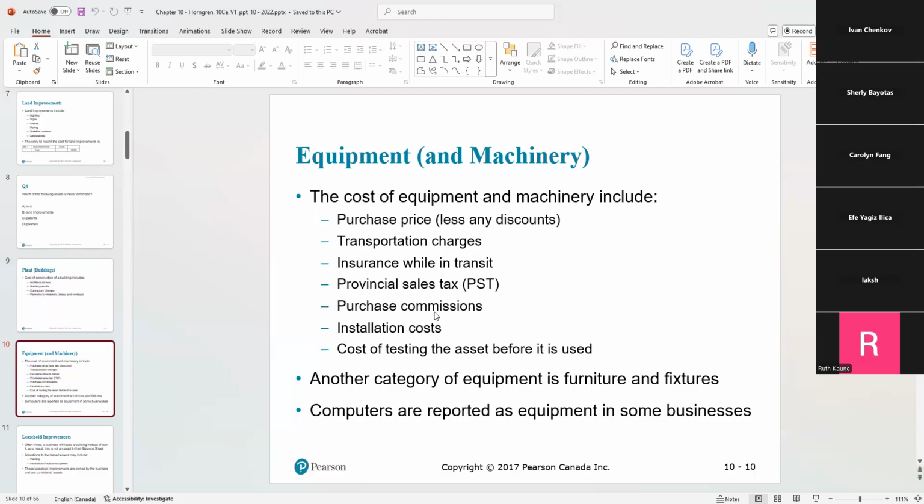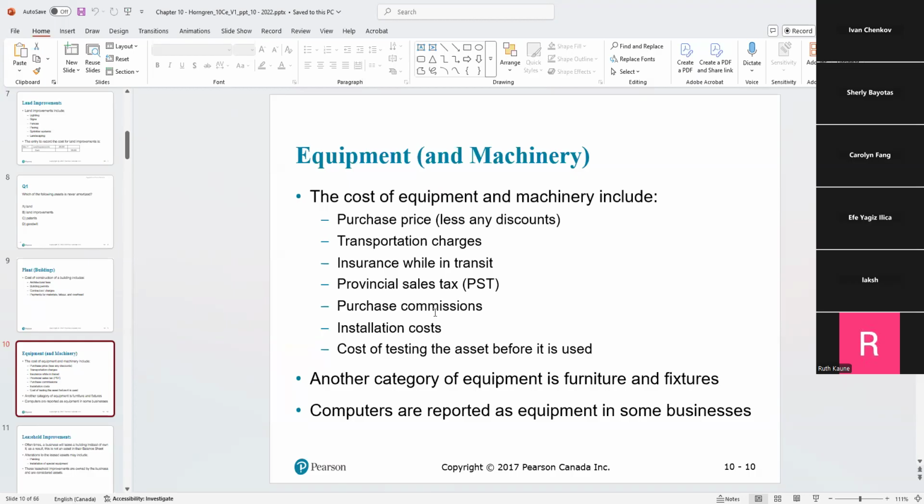Purchase commissions. If you pay purchase commissions, that will be part of the cost of the machinery. Installation costs. Sometimes you have major equipment which needs a special installation. Anything related to the installation is going to be related to the cost of the equipment or machinery. Testing before you start using it is also a cost of the machinery.